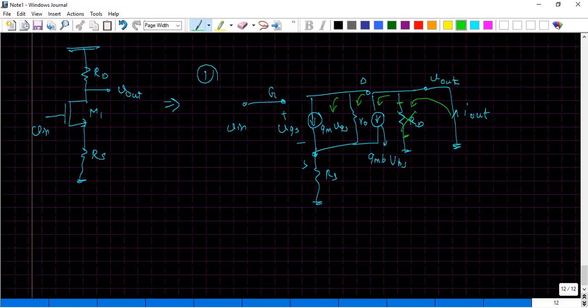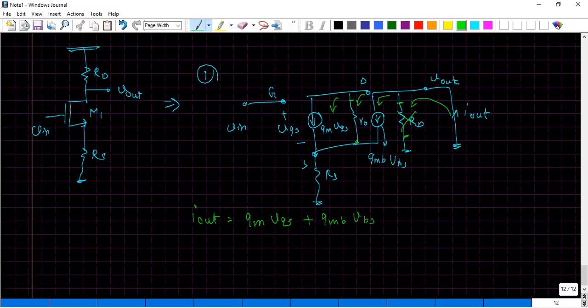So it flows through R0 just because one end is at a different potential, which is nothing but the ground, whereas the other end of my R0 is not connected to the ground. So there is a potential difference basically. Now let us try to define this I out to be the summation of two currents. One is gm VGS, and the second one is gmb VBS.